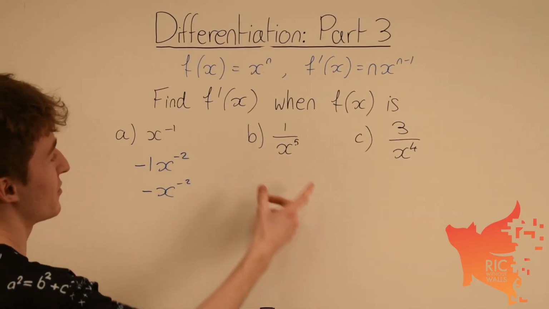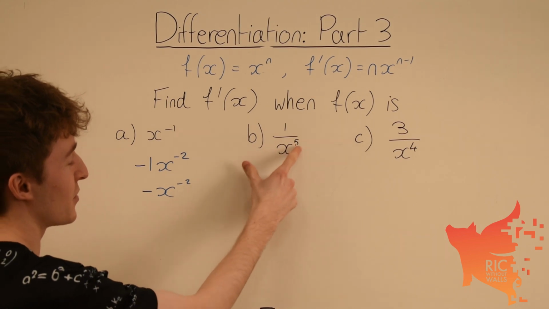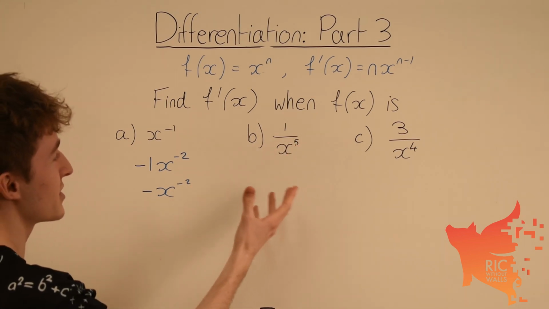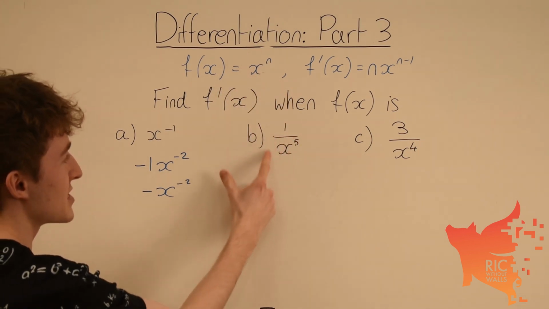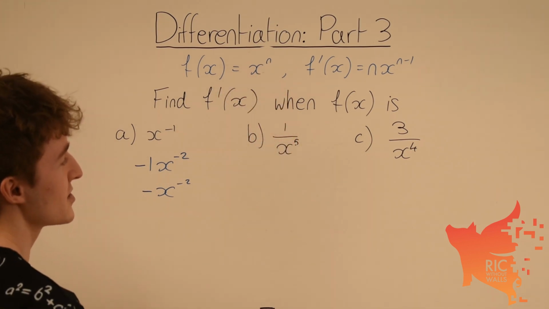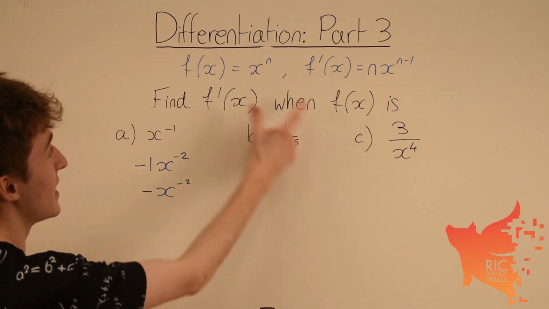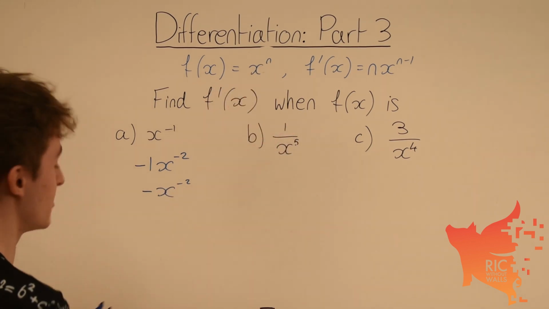Now in the second example, we've got to differentiate 1 over x to the power of 5. Now this is slightly harder because it's not explicitly in the form x to the power of n, because the power of x is on the bottom of this fraction. So we need to actually write this firstly in the form x to the power of n before we differentiate.